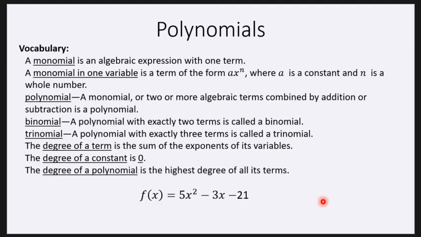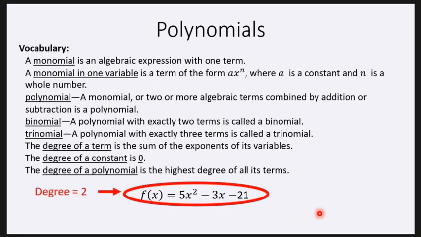The degree of the entire polynomial, on the other hand, is the highest degree of all its terms. So I had here a degree 2 term, a degree 1 term, and a degree 0 term. And the highest of those 3 degrees is degree 2, making this entire polynomial a second degree polynomial. So the degree of a polynomial is just the highest degree of any term in the polynomial. So now that we have all this vocabulary, we're going to go ahead and start adding and subtracting polynomials.